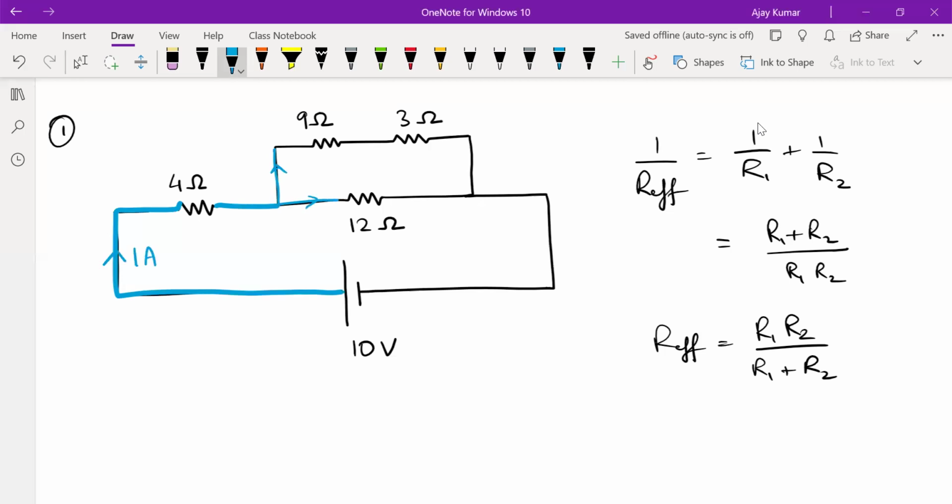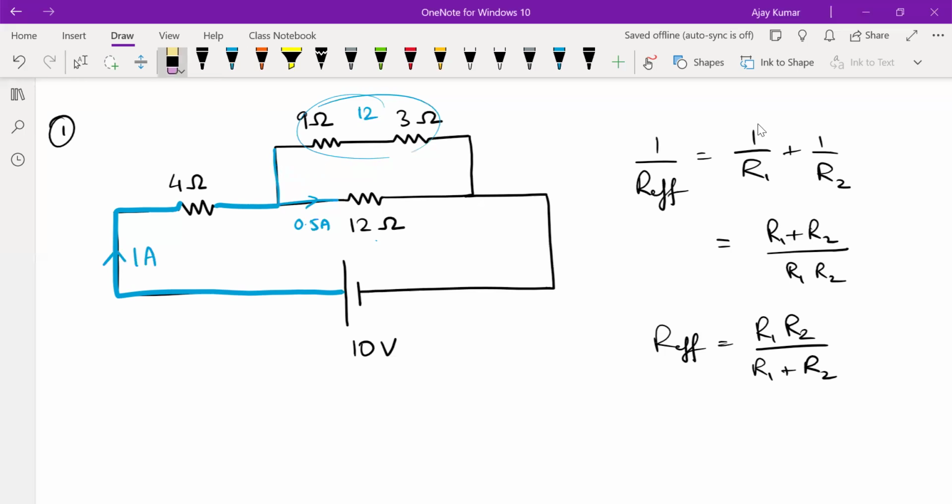Here it is 1 amp. And 9 and 3 are in series, it becomes 12. 12, 12 are in parallel. If two resistors are in parallel with equal values, they'll have equal currents passing through them, because we know the ratio of currents when resistors are in parallel is 1/R1 is to 1/R2. 1/12, 1/12, it's like 1 is to 1. So half the current will go this way, 0.5 amperes. Half the current will go this way, 0.5 amperes. Then you can tell the voltage across any resistor. Fine.